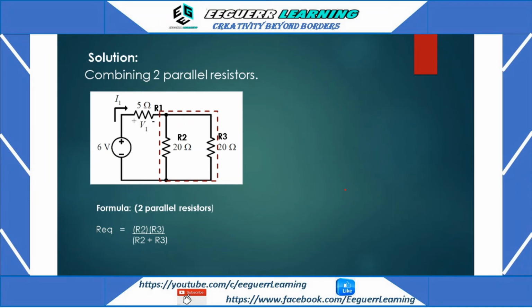So first, in order for us to solve for V1 here, we need to first combine the parallel resistors here, which are R2 and R3. With that, we're going to use the formula for two parallel resistors. So the R total, or the R equivalent, is R2 times R3 over R2 plus R3. So we're going to combine these two resistors to make it one total resistance.